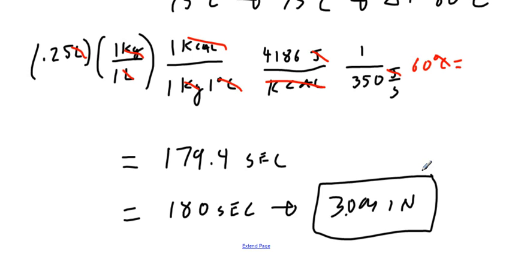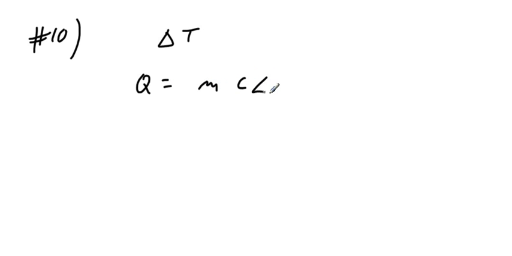Next problem, number 10. Two samples of copper and aluminum and water experience the same temperature rise. So big deal, delta T is the same. When they absorb the same amount of heat, what is the ratio of their masses? Okay, so I want the ratio of their masses. Heat is going to be mass times specific heat times delta T. So mass is going to be Q divided by c delta T.